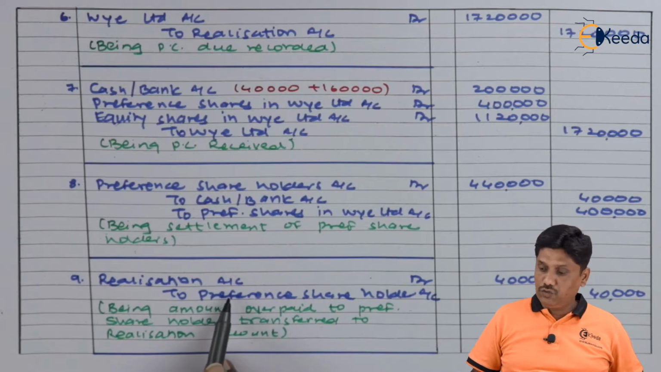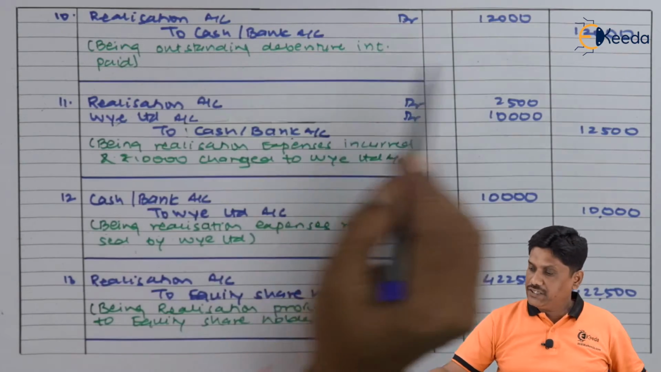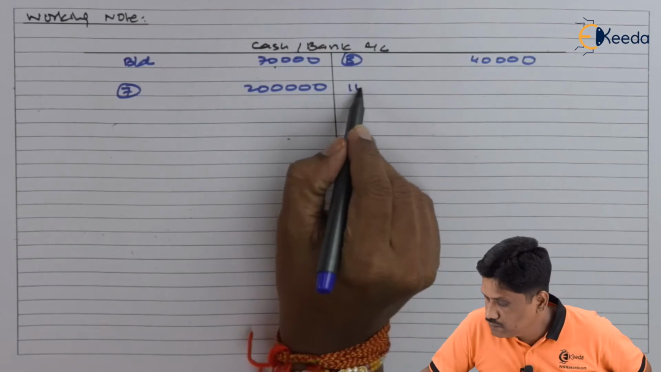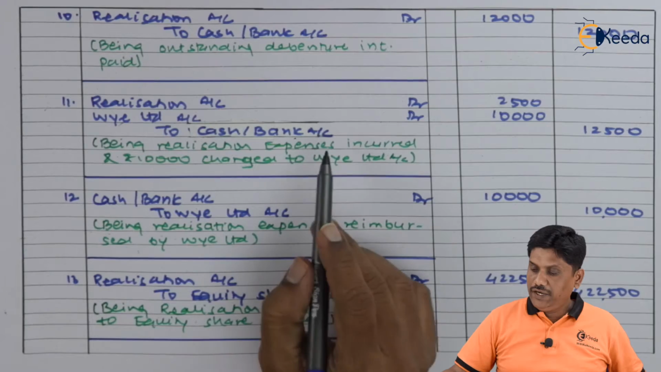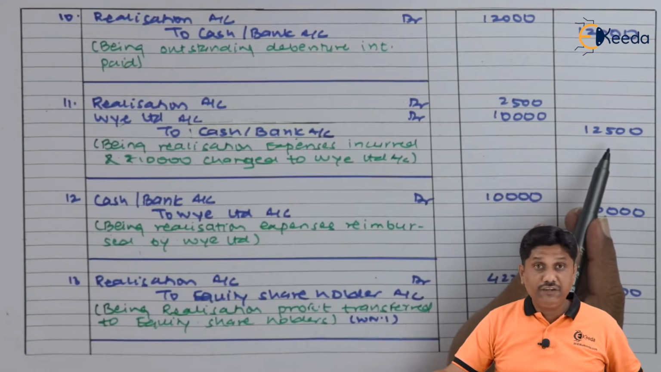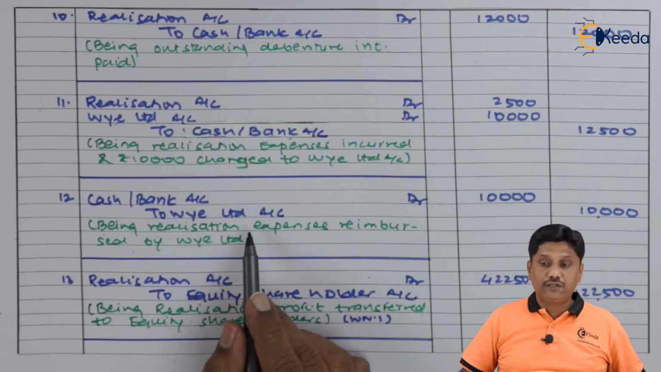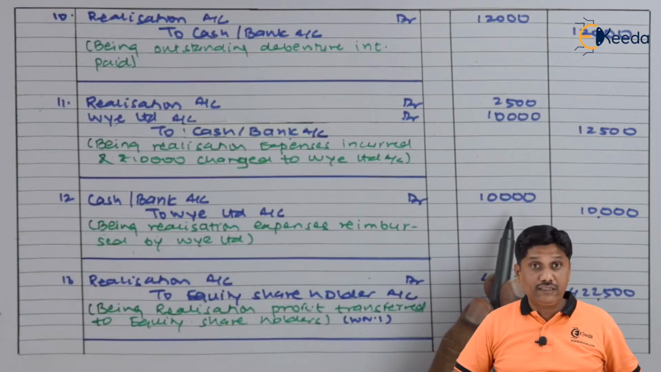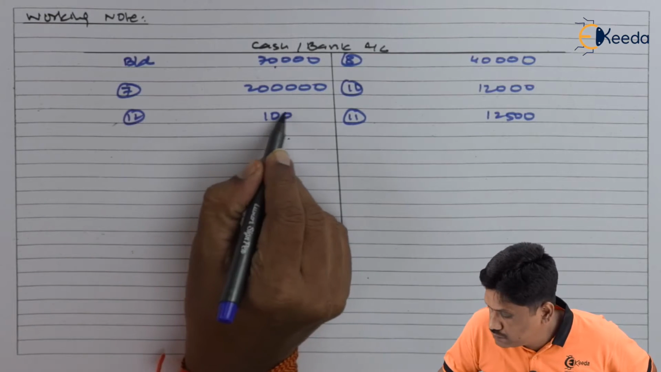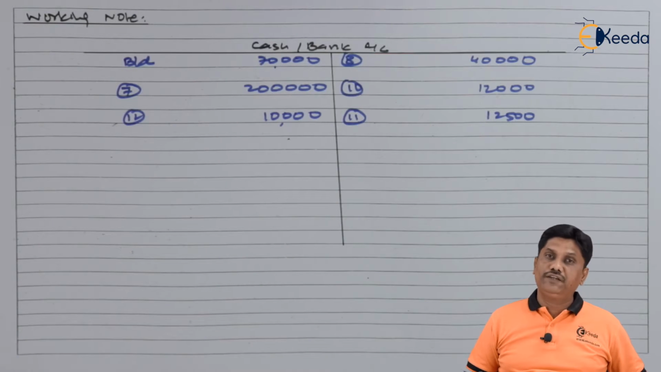Entry number 9, there is no cash account. Entry number 10, cash account is credited 12,000. Entry number 11, cash account is credited with 12,500. Entry number 12, cash account is debited with 10,000. In this way all entries are posted.